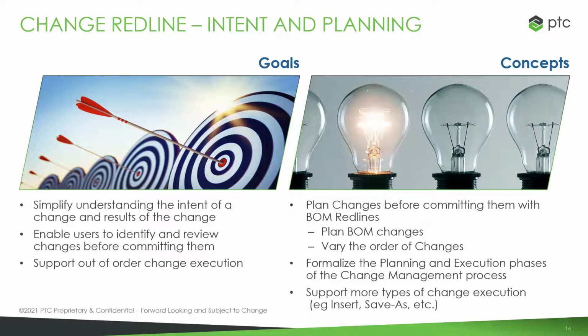So some of the goals of this are to simplify the understanding of the intent of a change and the results of a change, enable users to identify and review changes before committing them, and support out-of-order change execution. Some of the concepts that we're using to enable this are the ability to plan changes through red lines and vary the order. We've also started to formalize differentiating the planning and execution phases of the change management process while supporting more types of change execution, such as save as during change planning and in a change notice.